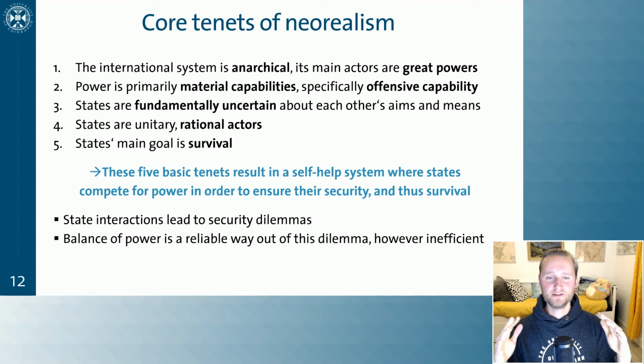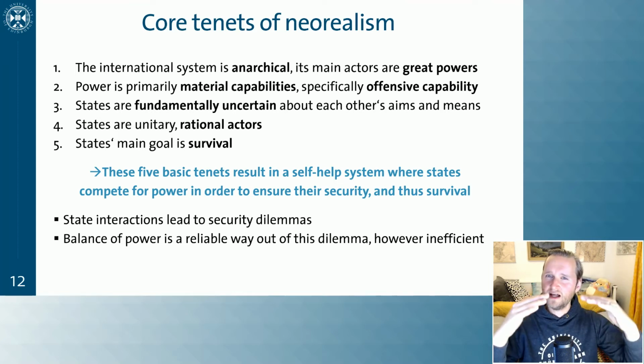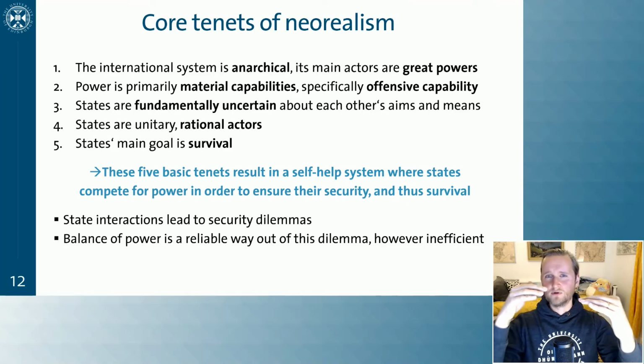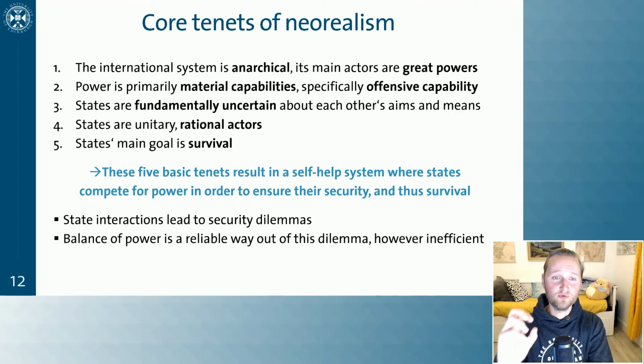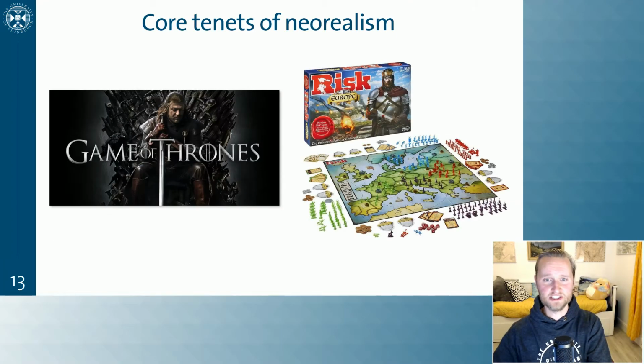You have to make sure that the system is balanced right in the middle between all the great powers. You have to be just sure enough that no one can get more powerful than you. But this is, of course, fundamentally inefficient. So, these 5 facts about the international system, this is what neorealists take as gospel. This is how the world is, and this is not up for negotiation.